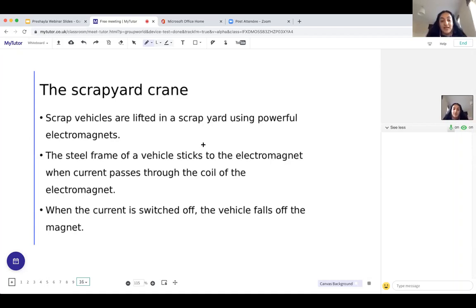So scrap vehicles are lifted in a scrapyard using powerful electromagnets. The steel frame of a vehicle sticks to the electromagnet when current passes through the coil of the electromagnet. So when we pass the current through the coil of wire, which is around the iron nail, the electromagnet switches on and becomes magnetized. That then allows the vehicles to be stuck to the electromagnet and the crane can pick it up. Then we switch the current off, the electromagnet demagnetizes and the vehicle falls off. That's how the scrapyard crane works.